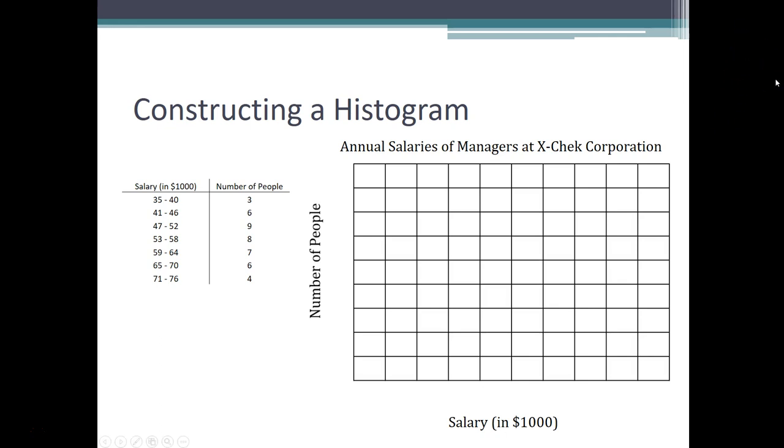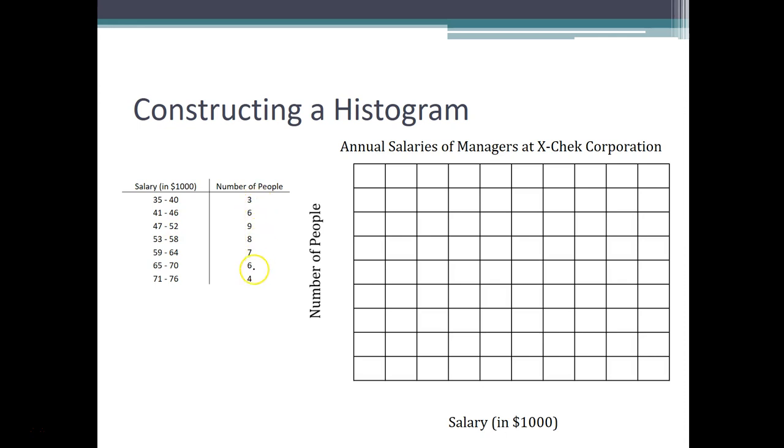All right, let's take a look at this example. Let's construct this histogram. We have information about the annual salaries of managers at XCheck Corporation. Our frequency distribution over here shows the salaries in thousands of dollars. So you've got some that make $35,000 to $40,000, some that make $41,000 to $46,000, all the way up to $71,000 to $76,000. So here are our classes for salaries.